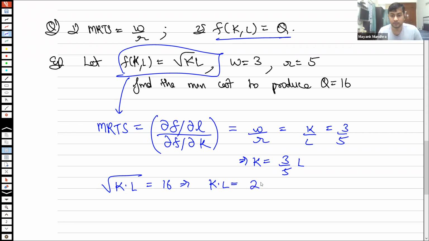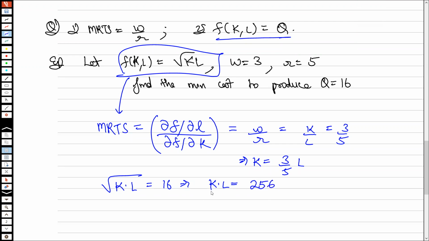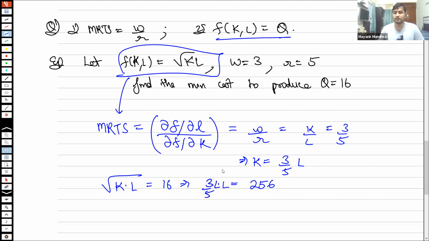I should have given an easier one. 256. So KL is equal to 256. Instead of K, you can write 3 by 5 L. So this becomes 3 by 5 times L square. So L square becomes equal to 256 times 5 by 3. So L becomes 16 root 5 by 3.